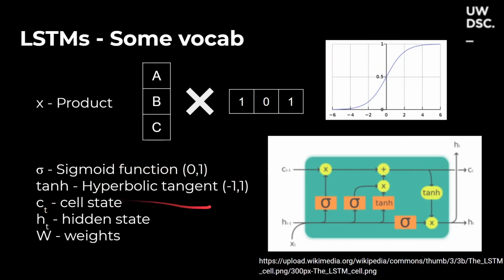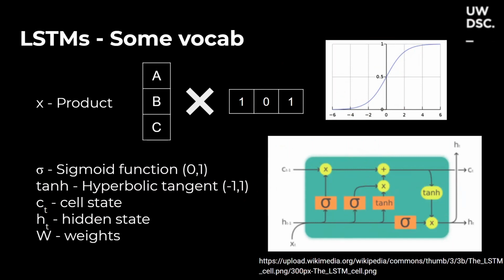Tanh, the hyperbolic tangent, is kind of the same thing, except it goes from -1 to 1. And it's used twice in an LSTM cell.